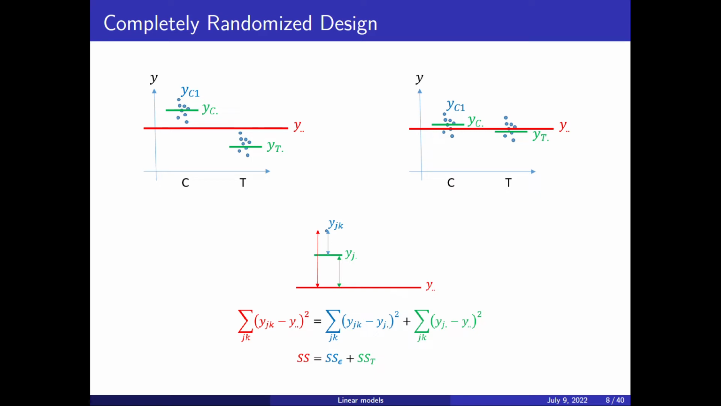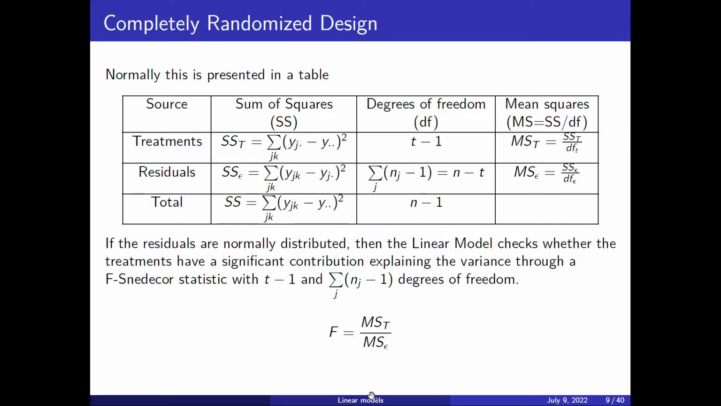Okay, so here we will also compare these two sums of squares. Let's see how to compare them. We will have three components: the sum of squares of the residuals, the sum of squares due to the treatments, and something called degrees of freedom.